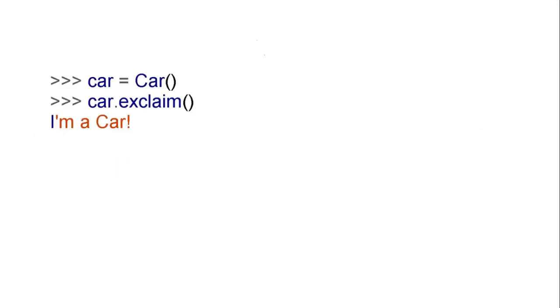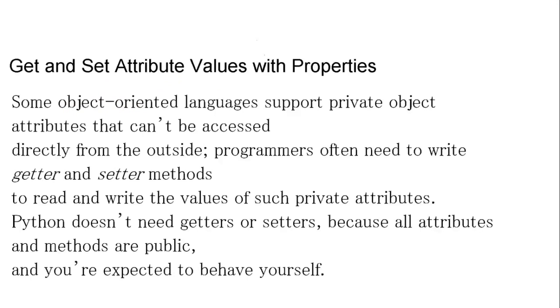Remember class Car from the earlier example? Let's call its exclaim method again. Here's what Python actually does under the hood. Look up the class for the object car. Pass the object car to the exclaim method of the Car class as the self parameter. Just for fun, you can even run it this way yourself, and it will work the same as the normal syntax.